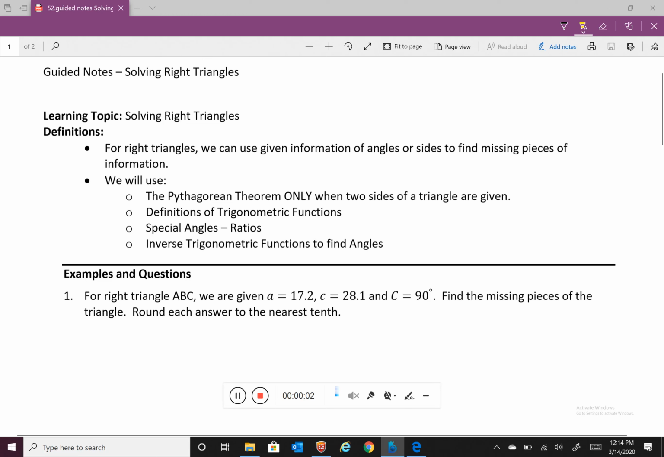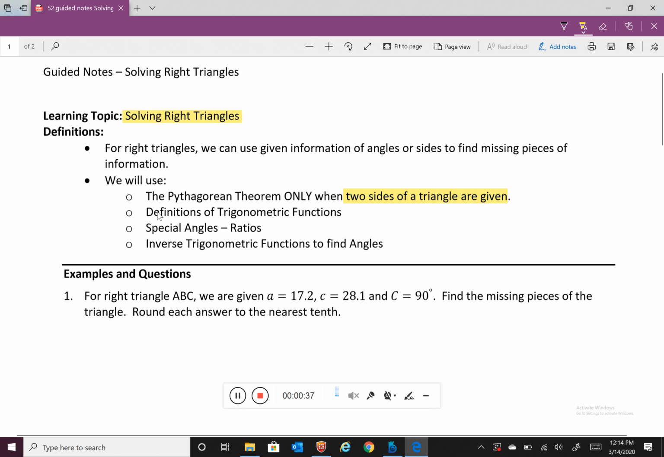In trigonometry, we often need to be able to solve our right triangles. And so for right triangles, we can use given information of either angles or sides to find missing pieces of information, therefore solving for the right triangle. In order to solve for right triangles, we can use different tools, such as the Pythagorean theorem, but we can only use the Pythagorean theorem when two sides of a triangle are given.